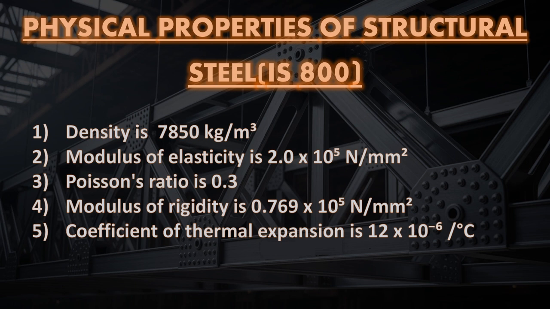Physical properties of structural steel as per IS 800. Density is 7,850 kilograms per meter cube. Modulus of elasticity is 2.0 into 10 power 5 Newton per mm square. Poisson's ratio is 0.3. Modulus of rigidity is 0.769 into 10 power 5 Newton per mm square. Coefficient of thermal expansion is 12 into 10 power minus 6 per degree Celsius.